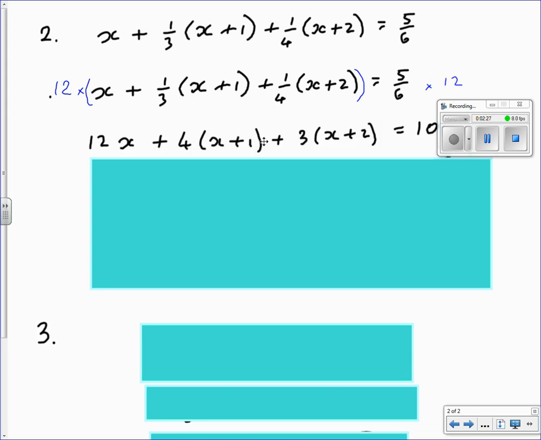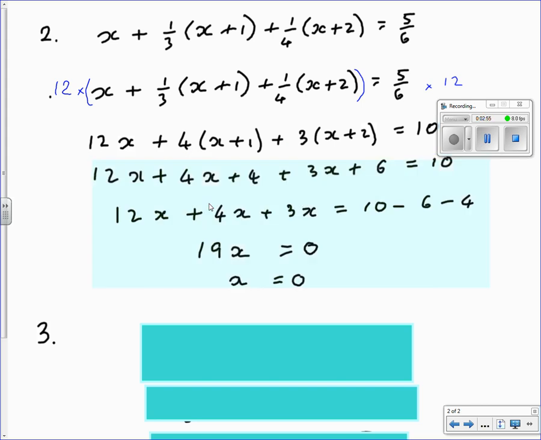So on the left I have 12 times x, and then 12 times a third times x plus 1. 12 thirds, that makes 4. So it's 4 lots of x plus 1, and 12 quarters is 3. So it's 3 lots of x plus 2. The third and the x plus 1 are already multiplied together. So if you multiply by 12 and just say multiply the third by 12, the whole of that term gets multiplied by 12. Expand the brackets, collect like terms, and find x.